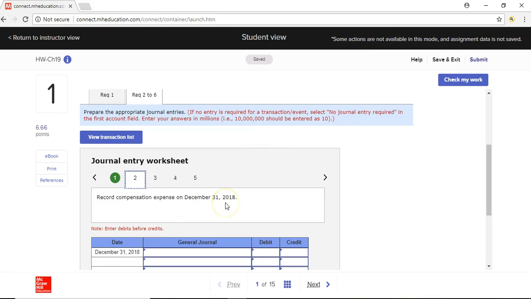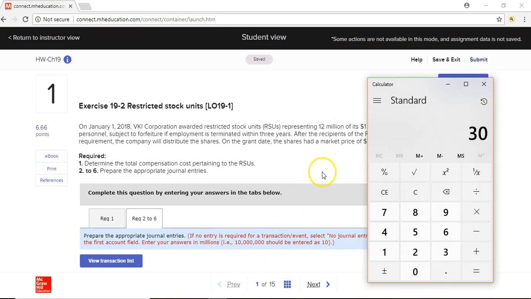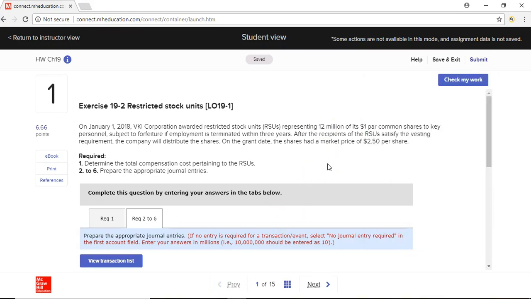However, at the end of the first year, the executive has served the company for 1 year. So 1 year of compensation expense should be recorded into income statement. We already recorded 2.5 multiplied by 12 million shares, so $30 million. For how many years? The executives have to stay with the company for 3 years. Otherwise, he cannot get anything from these stock units. Therefore, this $30 million is the compensation for 3 years.